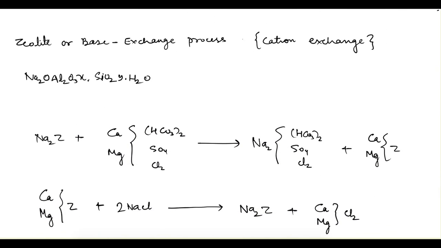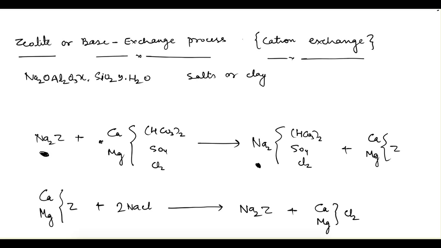The next method to remove temporary as well as permanent hardness is the zeolite method, also called the base exchange process or cation exchange process. These zeolites are naturally occurring salts or clays. One of them is sodium zeolite, and they have cation exchange capacity. Here it is with sodium, and this is our hardness, temporary as well as permanent. The sodium cation is exchanged by the calcium and magnesium cations.